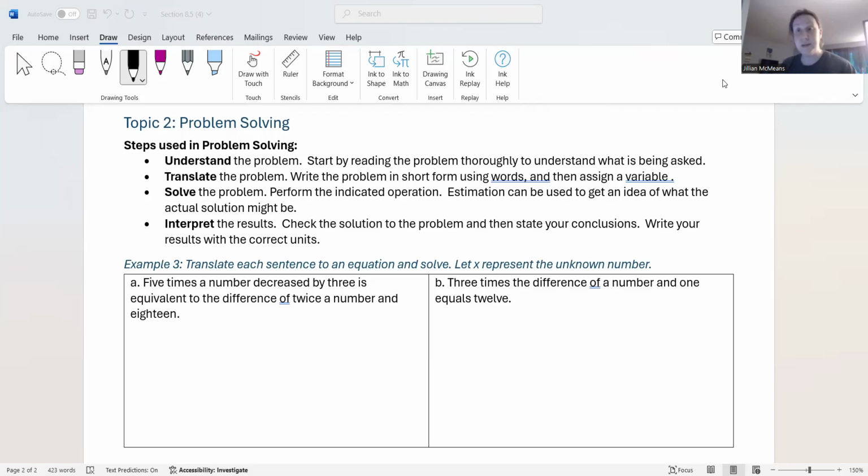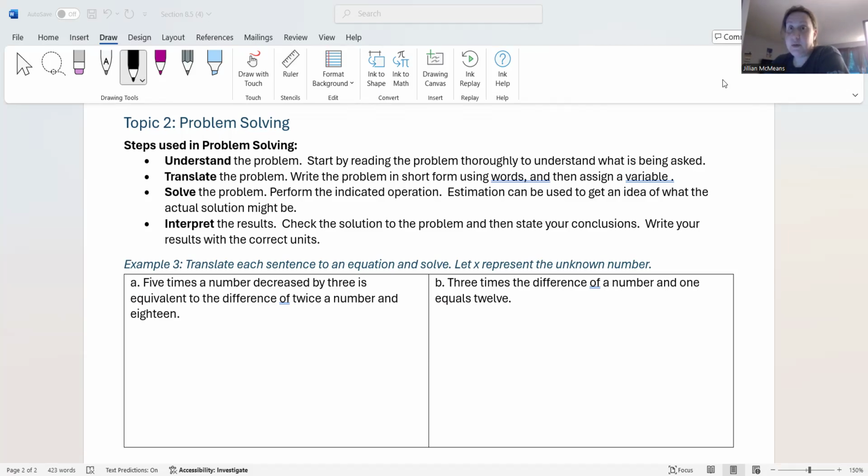Okay. Translate the problem. This can sometimes be the hardest part. This is where you do the actual algebra. We're going to assign variables to unknown values. We're going to build equations. Part three is solve. Once you have the equation, solving usually isn't terribly difficult. So we want to solve the problem, perform whatever operation is indicated.